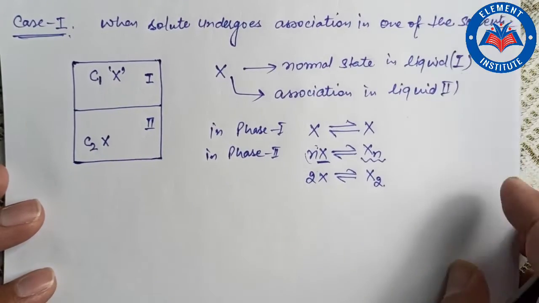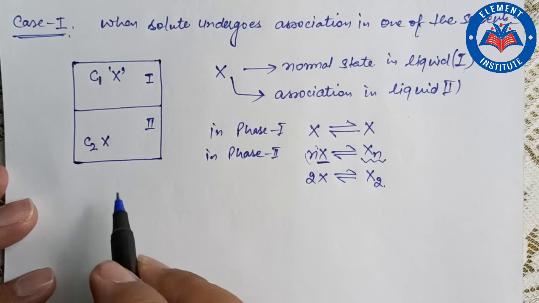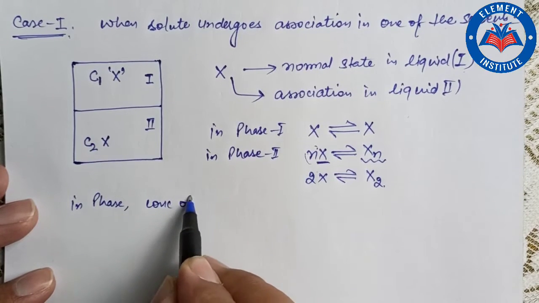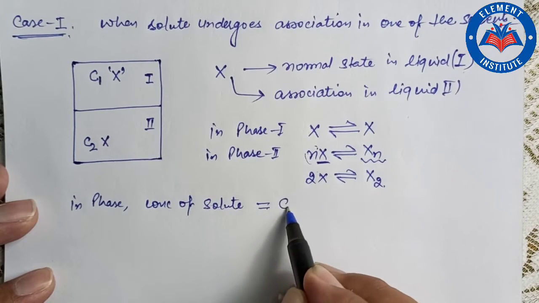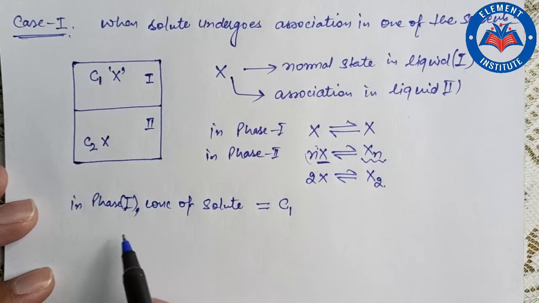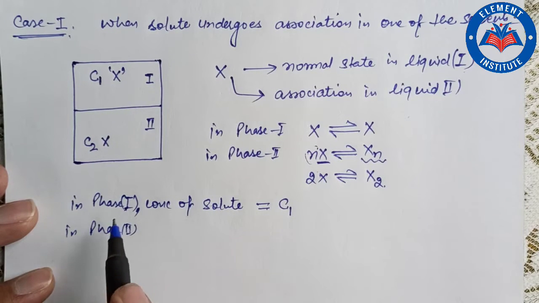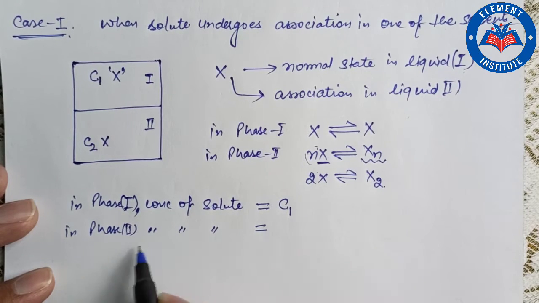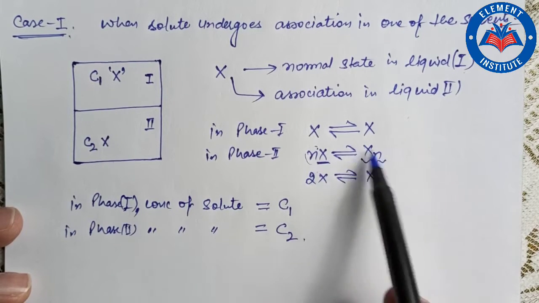Now suppose the total concentration of solute X in phase 1 is C1, and in phase 2 let the total concentration of solute be C2. Now I'm taking this equilibrium only.